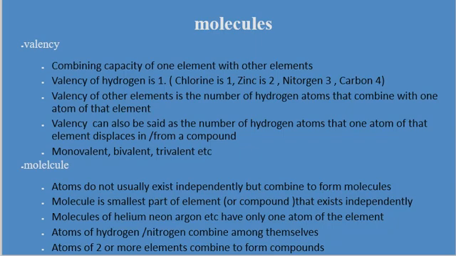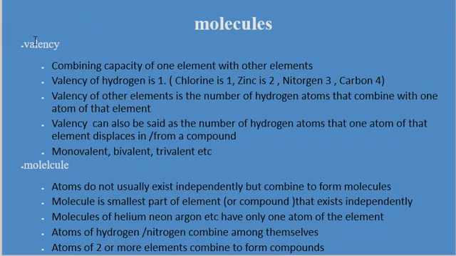Valency of another element is the number of hydrogen atoms that combine with one atom of that element. So when we say the valency of carbon is 4, that means 4 hydrogen atoms can combine with one carbon. When we say the valency of zinc is 2, that 2 is the number of hydrogen atoms that combine with one atom of zinc. So the valency of hydrogen is 1.